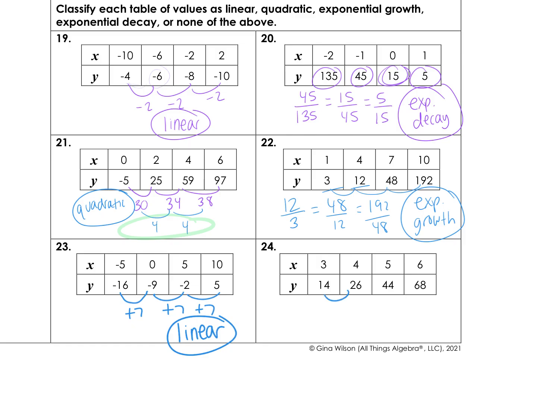This one, 14 to 26 is up 12. 26 to 44, if you do 44 minus 26 on the calculator, that's up 18. 44 to 68 is up 24. Those are not the same, so it's not linear. But if you look at these, from 12 to 18, that's up 6. From 18 to 24 is up 6. So the first set of differences is not the same, so it's not linear. The second set of differences is the same, so this one's quadratic.